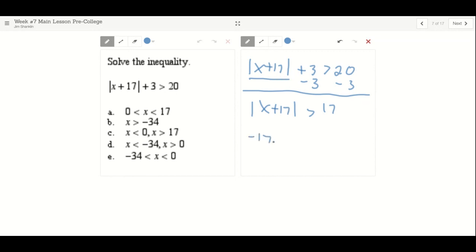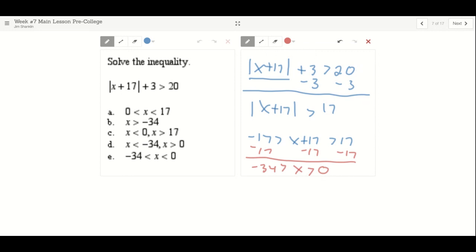Now that I have the absolute value symbol isolated, I'm going to write it as 2 problems. I'm going to go negative 17, 17, and then I'm going to put the absolute value inside. So now that is how I rewrite it without the absolute value symbols. Next step, I'm going to solve. I'm just going to subtract off 17 from both sides. This gives me negative 34 is greater than x, which is greater than 0.